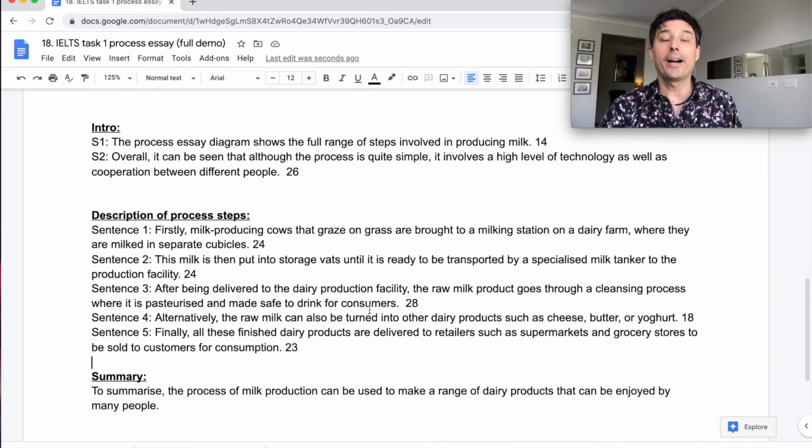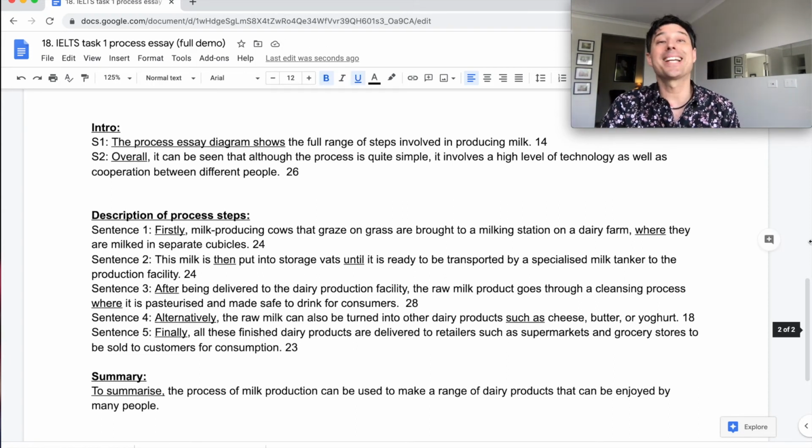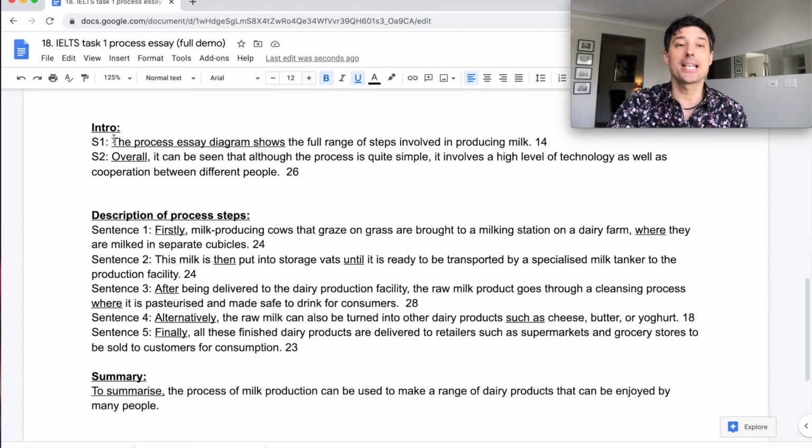So we do want to be aware of all the special techniques that were used in writing this essay. So I'll just go through now, guys, and show you the sequencing connectors, the relative clauses, and also the passive voice involved in this essay. So the first thing we need to take note of is all the connecting language, and there is some connecting language in every sentence. We can see it starts here, the process essay diagram shows. Then we use overall, firstly, where, then, until, after, where, alternatively, such as, finally, and to summarize.